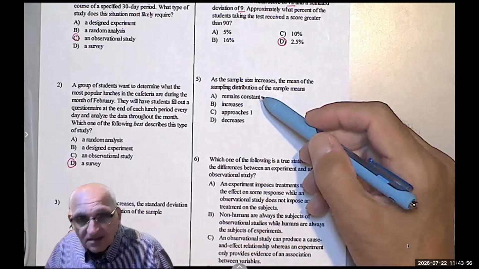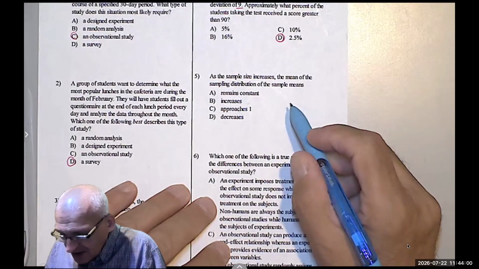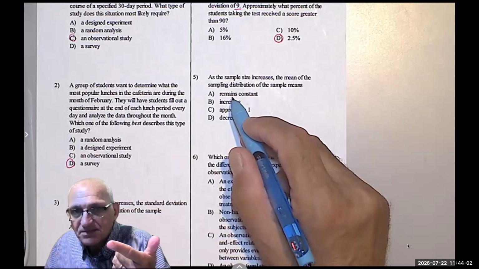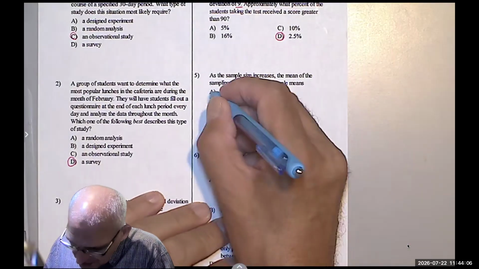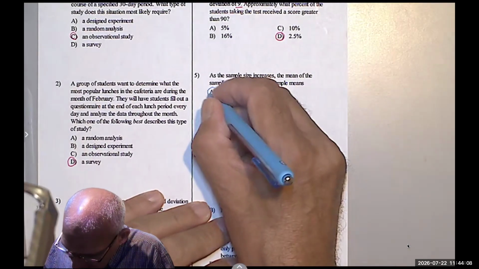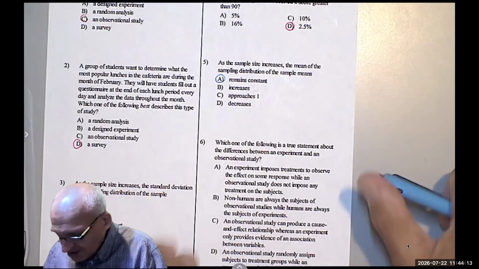Does it remain constant? Yeah, absolutely. Changing that doesn't change the mean of the sampling distribution, meaning the mean of the means. So that remains constant. The standard deviation decreases, but the mean doesn't change.